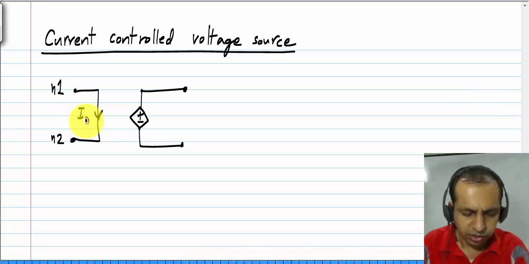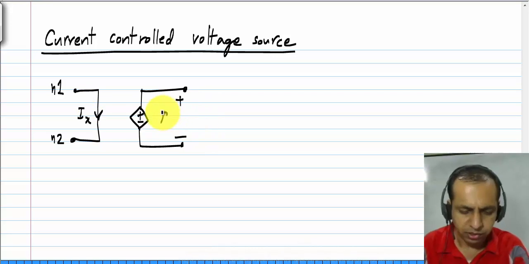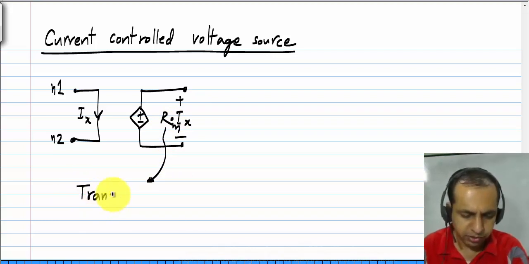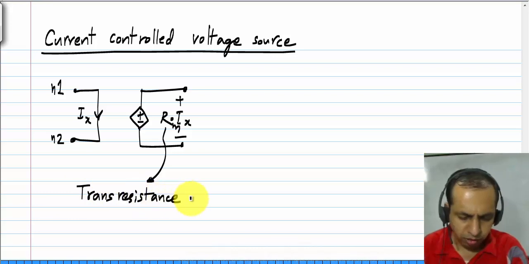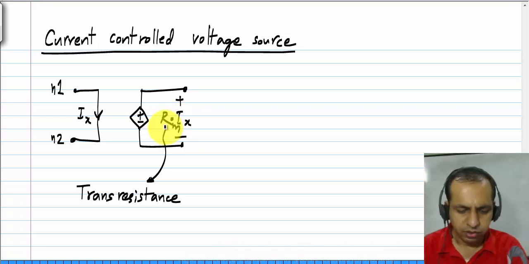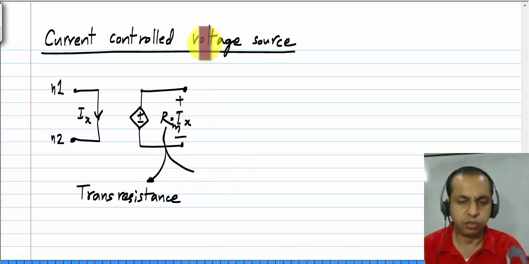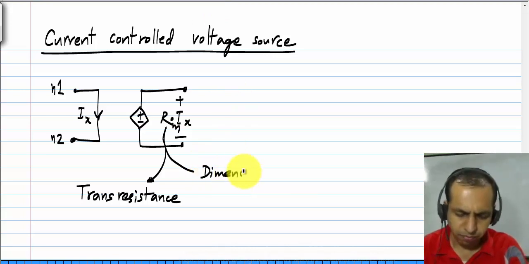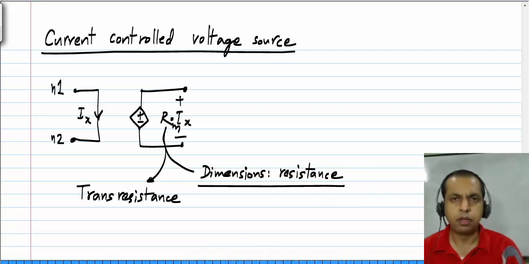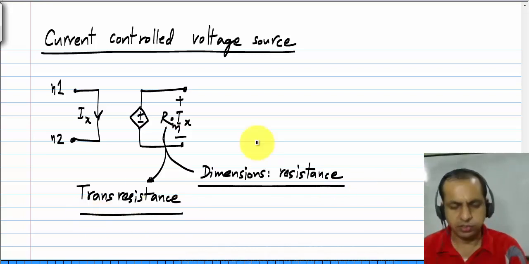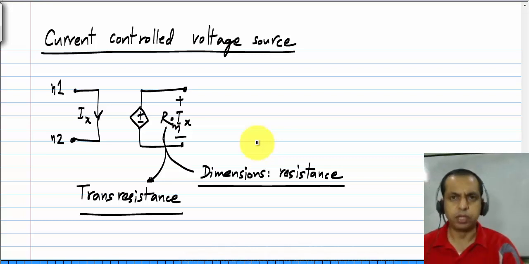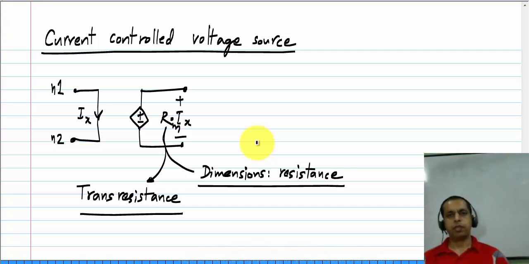Okay. So let's say the current is Ix, then the voltage across these two terminals is given by Rm times Ix. This proportionality constant, let me denote this by Rm. This proportionality constant is many times called the transresistance. Obviously, this has dimensions of resistance because it multiplies a current to result in a voltage. Okay, and it's called the transresistance of the current controlled voltage source. Okay, again the relationship Rm times Ix tells you that it is linear, so I won't go through that.